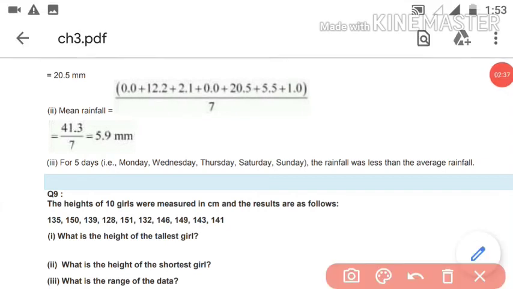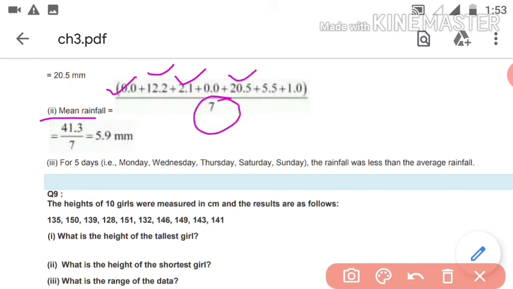So here you can see the mean rainfall. On Monday it was how much? 0.0, and the next day is 12.2, next day 2.1 plus 0.0, then again 20.5 plus 5.5 plus 1.0, and total how many days? 7 days, isn't it? In a week how many days are there? 7. So you have to divide by 7.